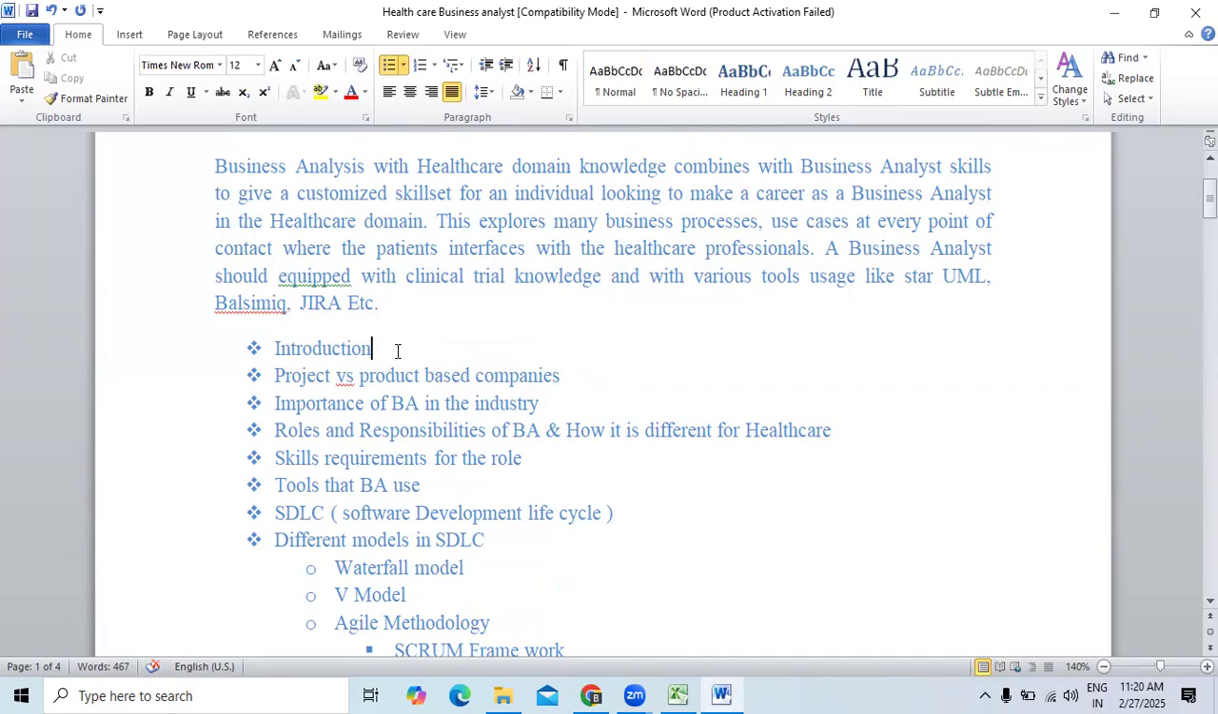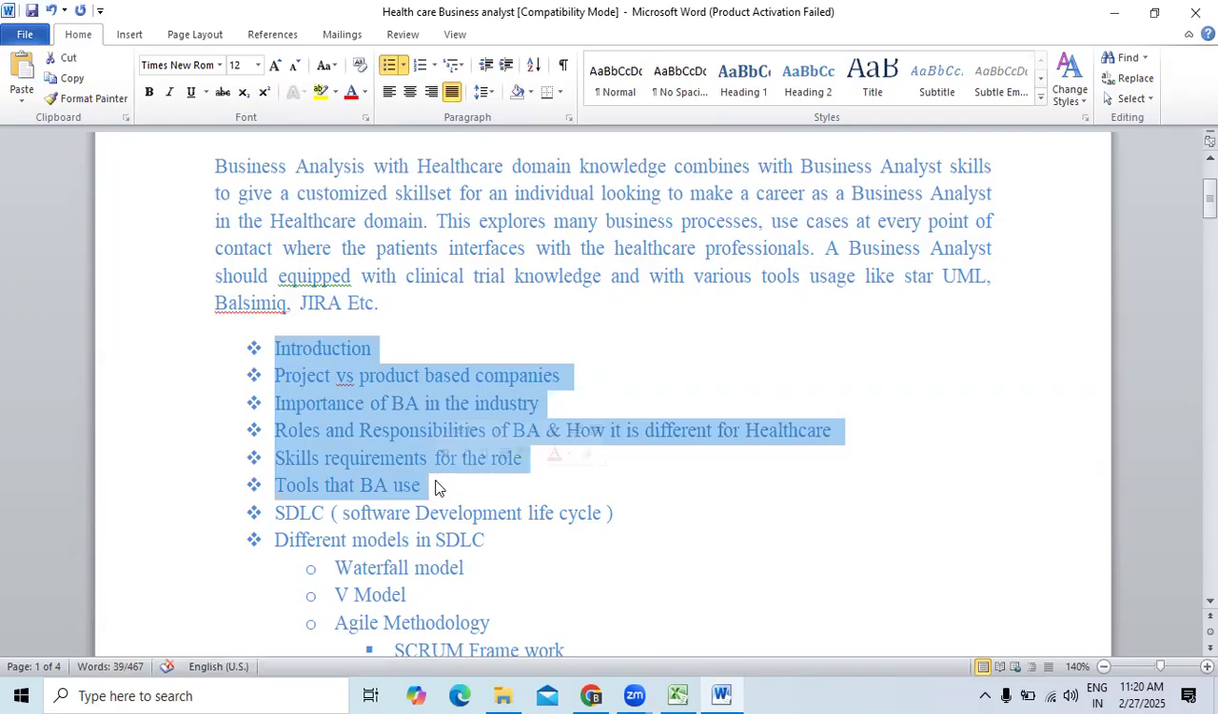Okay. So next we need to know about the difference between product companies and project companies, the importance of a healthcare BA, how a healthcare BA is different from a regular BA, and what kind of skills and different tools are needed. This is all based on the basics of BA.